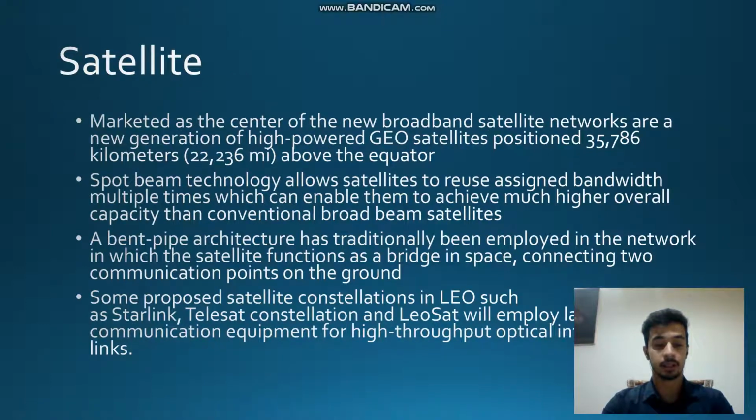The satellites, being marketed as the center of new broadband satellite networks, are positioned about 35,000 kilometers above the equator. These new purpose-built satellites are designed and optimized for broadband applications, employing many narrow spot beams, which target a much smaller area than the broad beams used by earlier communication satellites. This spot beam technology allows satellites to reuse assigned bandwidth multiple times.